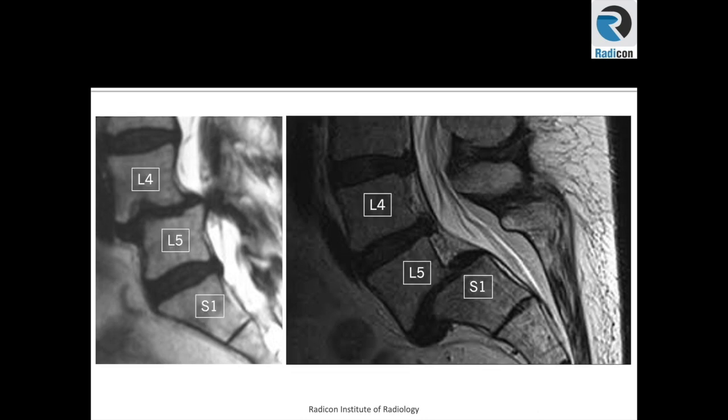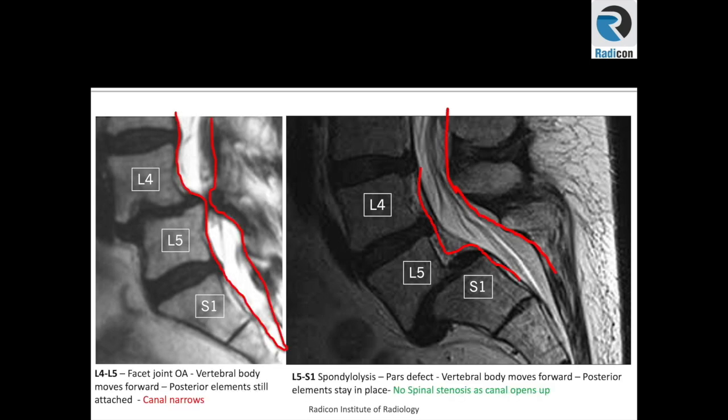There are certain differences in etiology, mechanism, and treatment of spondylolisthesis at L4-L5 and L5-S1. At L4-L5 level, it is likely due to facet joint osteoarthrosis, where the vertebral body moves forward due to laxity in the joint capsule and posterior elements are still attached. They also move forward and the canal narrows.